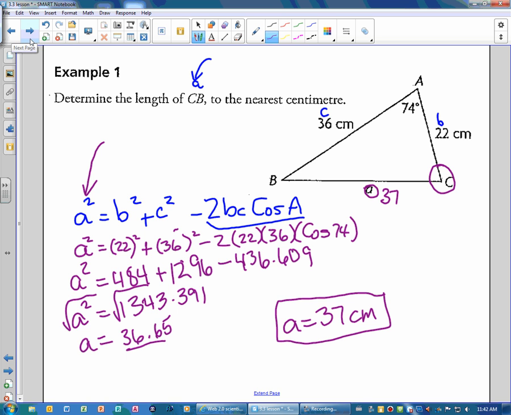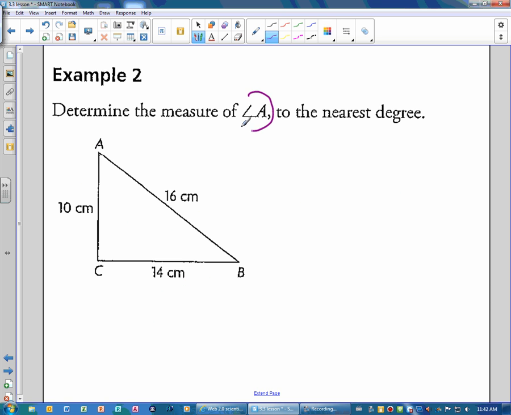Example number 2 is we want to find an angle, which is a little bit different. We want to know angle A. Angle A is contained between these two known side lengths, so I can use the cosine law. Because I want to know A, I am again going to set up the cosine law for A. So you always set up the cosine law for whatever you need.